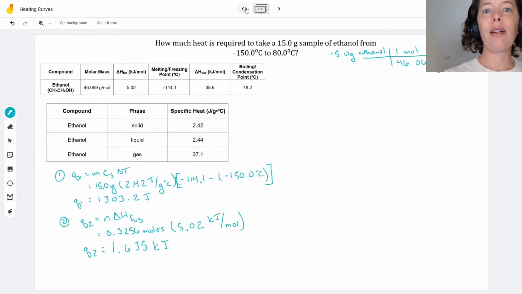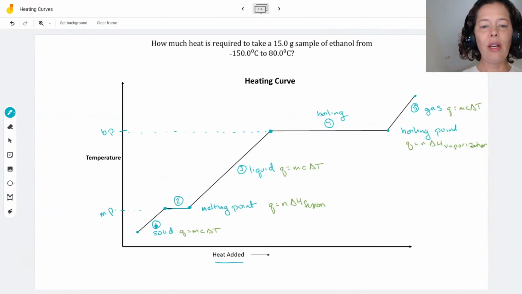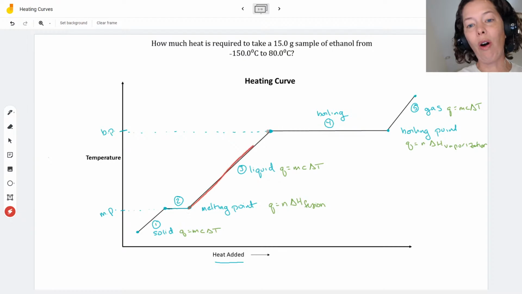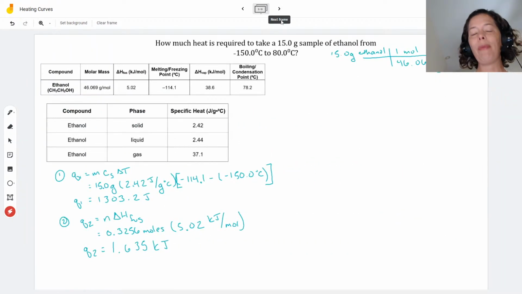Let's go back to the heating curve. We've taken care of step 1, step 2, now step 3. So we took our cold solid, we heated it to the melting point, we melted it. Now we have a liquid at the melting point, and we're going to go all the way up to the boiling point. So that is our step 3. Because we've got a temperature change, we go back to Q equals MC delta T.